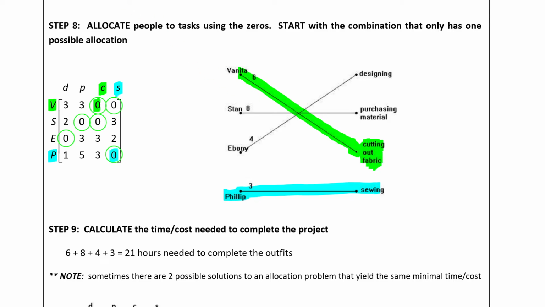I'll grab another color. Let's go this color. Next, now E has only one option, and that one option is D. E only has D as an option. So that means Ebony has to do designing. And then I need to grab another color again. It's going to have to be orange. Now, if Vanita is doing cutting, that means that S can't do cutting. S must be doing P because cutting is already taken by Vanita. So S to P. All right, Stan to purchasing. And just like that, we have allocated everyone their task. So Stan is doing purchasing.